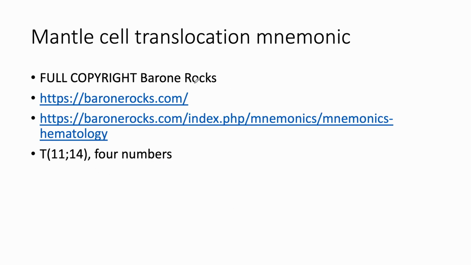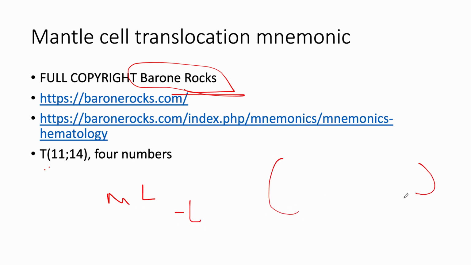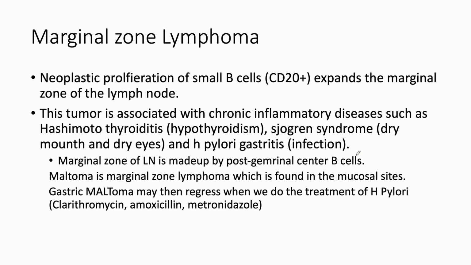This one, I shamelessly took from this person called Baron Rocks. He has a very good mnemonic for this. Basically, he says that the translocation for mantle cell lymphoma has to be t with brackets and a comma, so it has to be 4 numbers. We put 1, we put 2 or 1 again, we put 1 again, and then we put 4. So that's the translocation. It's 4 numbers. That's all you have to remember.